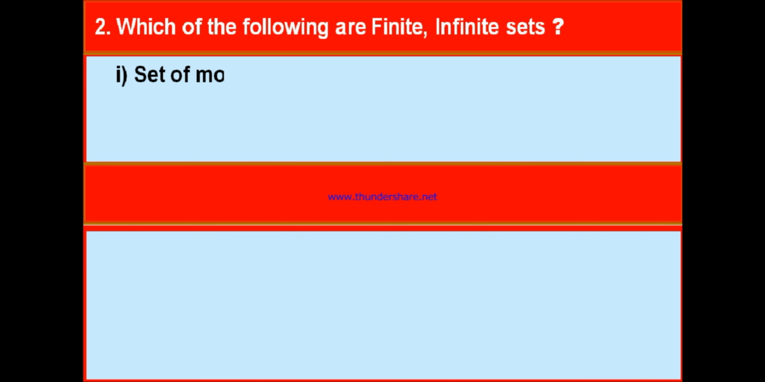Okay, look at the first bit. Set of months in a year. You can calculate the number of months. Actually, there are 12 months in a year. Therefore, since you can calculate the number of elements in this set of months in a year, it is a finite set.